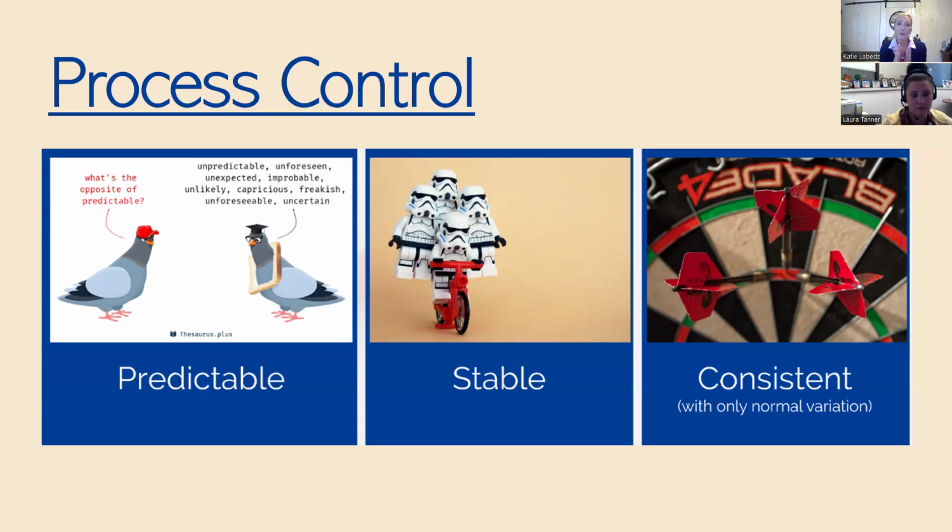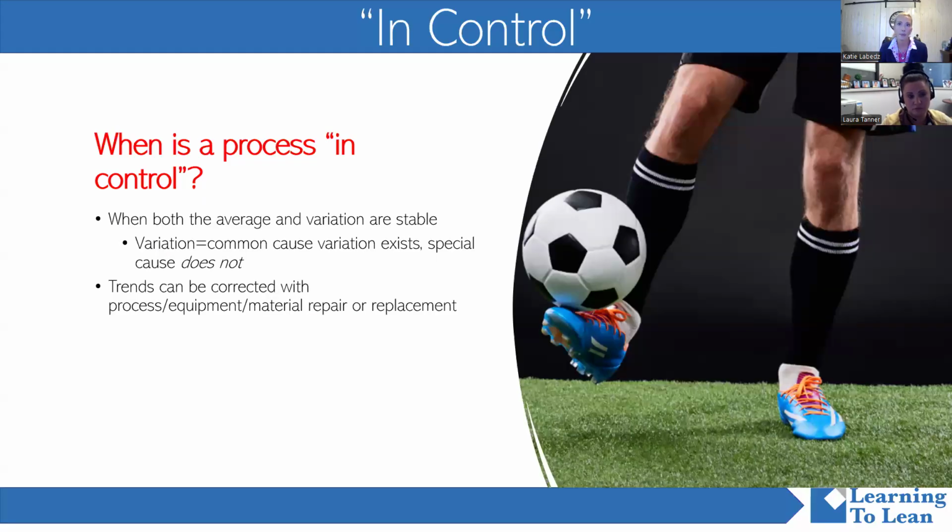That means it's predictable, stable and consistent. So we only have common cause variation and no special cause variation. Again, we are in statistical control when both the average and variation are stable. We have common cause variation, that gentle ebb and flow or noise, no special cause. Trends that we experience, because they can happen, it could even happen because the temperature changed outside, can be corrected with process, equipment, material repair, or replacement.